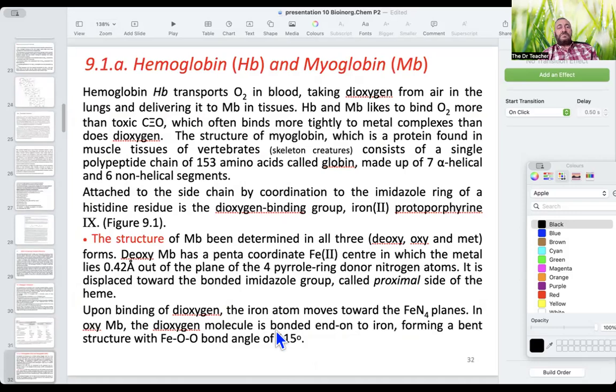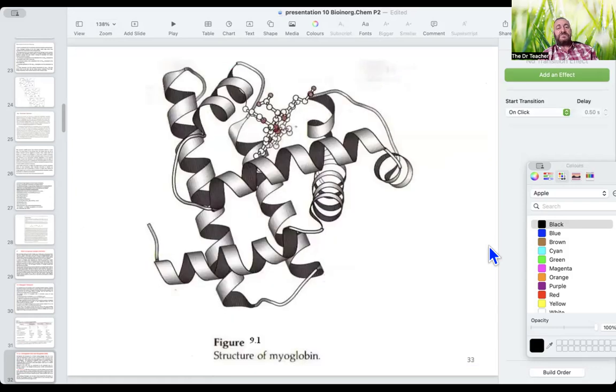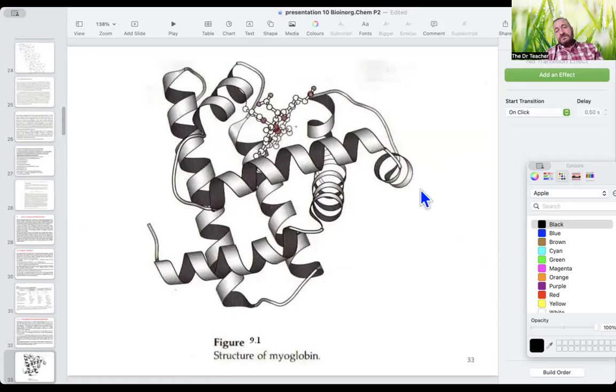So I talked about hemoglobin and myoglobin in detail. The structure of myoglobin has been determined in all 3 forms: deoxy, oxy, and met. And there is how we can find it and how the binding of the dioxygen occurs, and the bond angle and distance as well. All of this has been published in papers before us. Structure of myoglobin, this is it. This is the active site, and this is the protein.